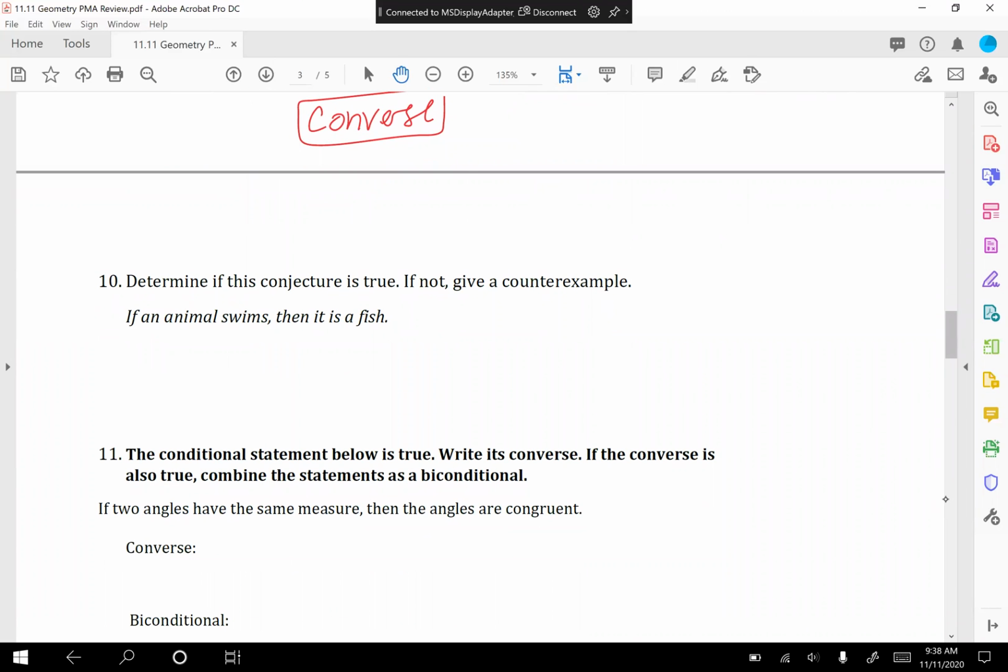So now it says determine if this conjecture is true, and if not, give a counterexample. So remember, the first part has to be true, but we're trying to prove the second part false. So it's got to be an animal that swims that is not a fish, right? What kind of animal might swim, but that it's not actually a fish? A dolphin, okay, good. So it's false, right? And so we came up with the example of a dolphin.